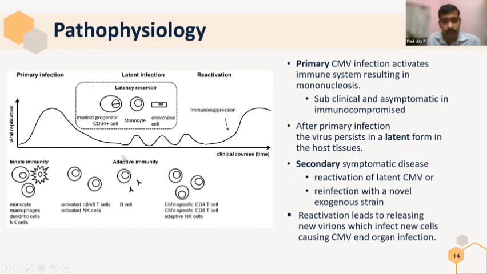After the body becomes immune, the virus infection turns into a latent state, and the virus resides in the myeloid progenitor cells, or in the monocytes, or in the endothelial cells, and stays as such. When there is a reactivation in the event of immunosuppression, it can cause a secondary symptomatic disease. The reactivation leads to release of new virions, which infect new cells, causing CMV end-organ infection.